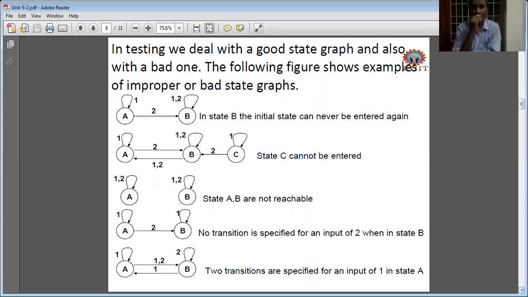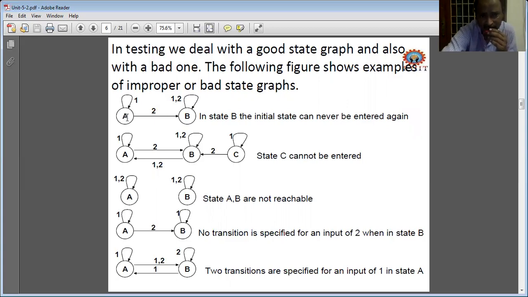The following figure shows examples of improper or bad state graphs. See here, the first one, A state and B state. So from A to B, there is a transition. One is nothing but a self transition. Then 2 is the next transition, and next a self transition. So in state B, the initial state can never be entered again. What is meant by 1? 1 is nothing but the initial state. This is A.